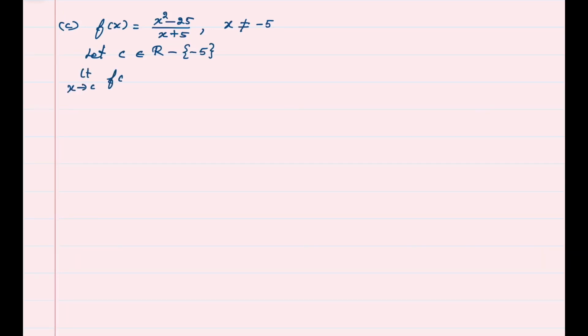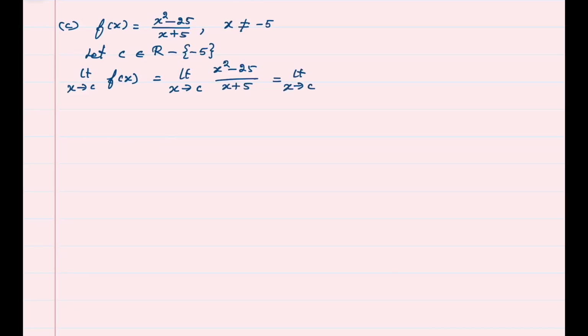C subdivision, f of x is given as x square minus 25 over x plus 5, where x is not equal to minus 5. We will take c as any real value other than minus 5, because at minus 5 the function is not defined. Limit extending to c of f of x is equal to limit extending to c of the given rational expression.